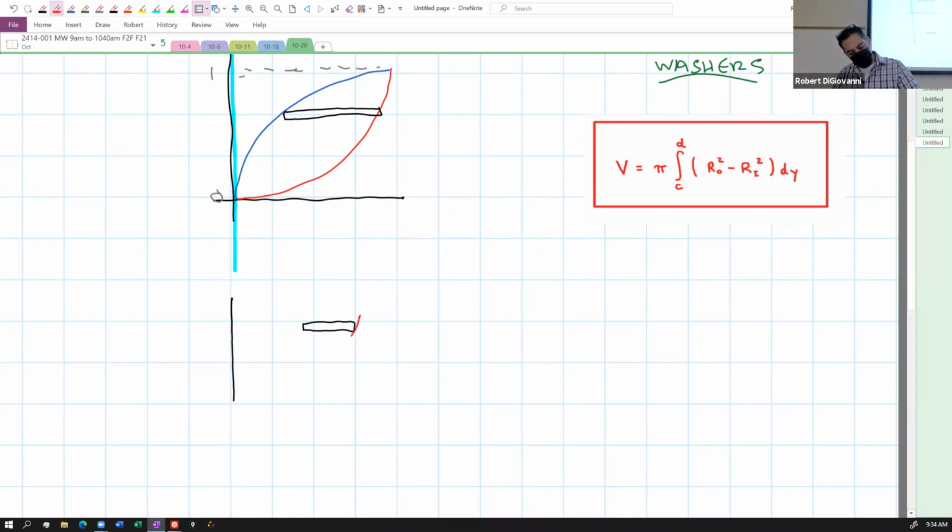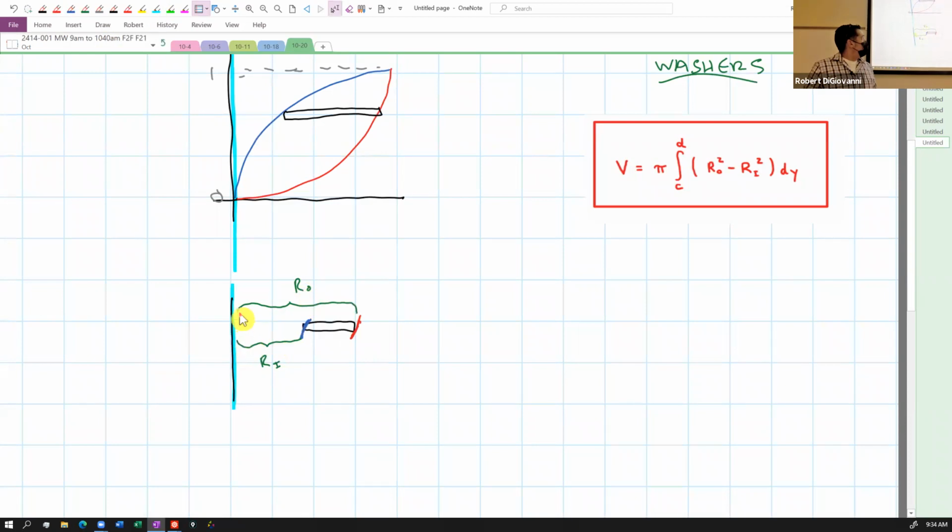The red curve is the right side. The blue curve is the left side. Draw your axis of rotation. There it is. And then label your R out and R in. So the distance from here to here is R out. The distance from here to here is R in. And now we just need to figure out what they are.